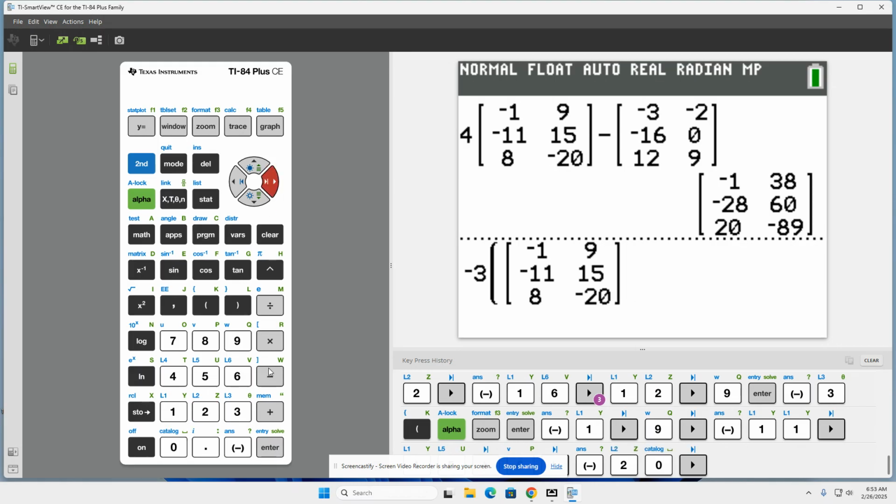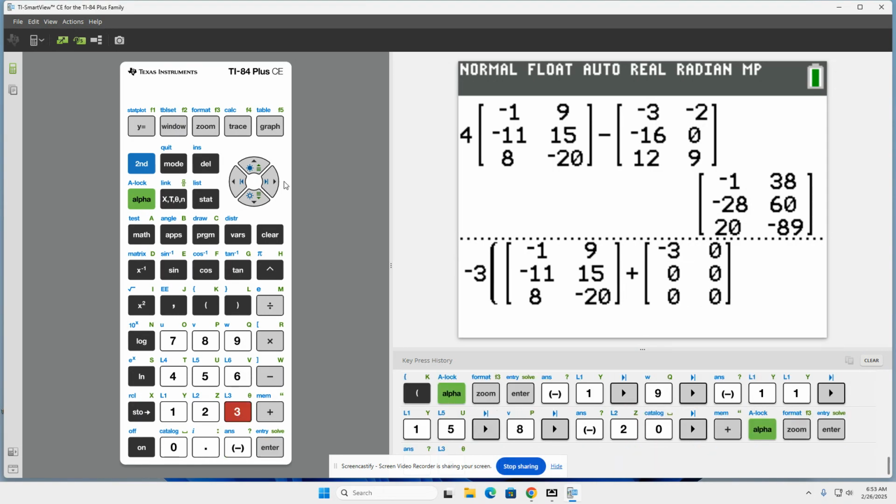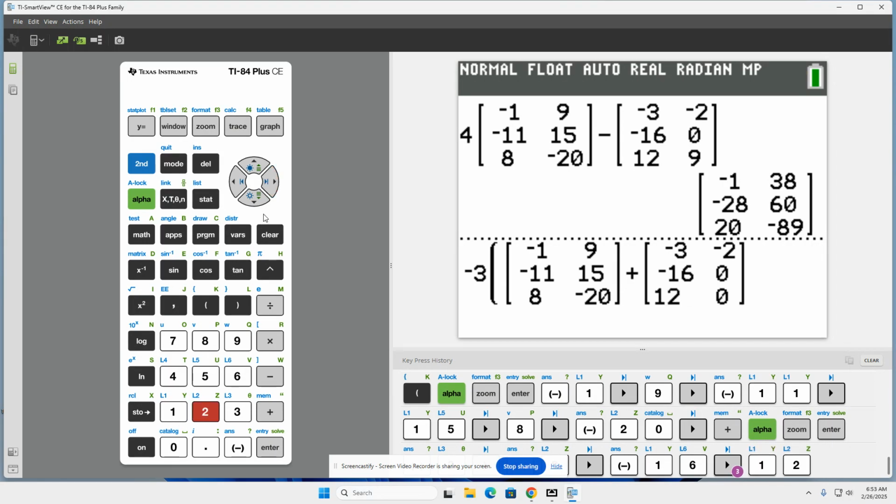And then still within those parentheses, you're going to add to that, because it was negative 3 times w plus z, your next matrix. Again, another 3 by 2. And z is negative 3, negative 2, negative 16, 0, 12, and 9.